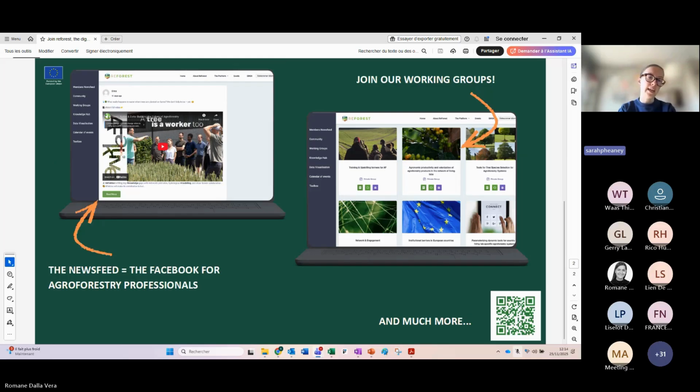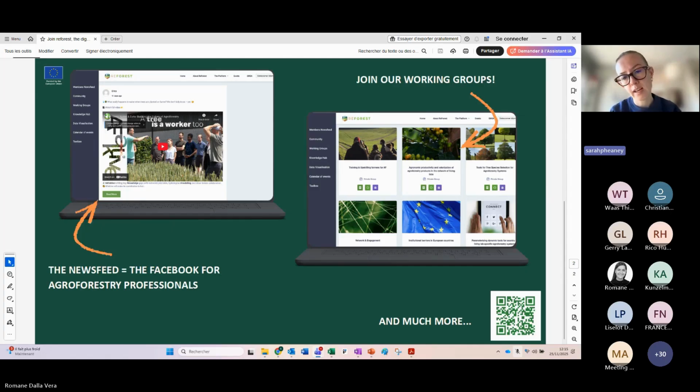Just to explain a bit how the platform works. There's a news feed, which you can think of like a social media platform for agroforestry professionals, like a Facebook for agroforestry, where you can post updates about your own projects, about any insights, any research, or any news that you think is relevant to share with the community.